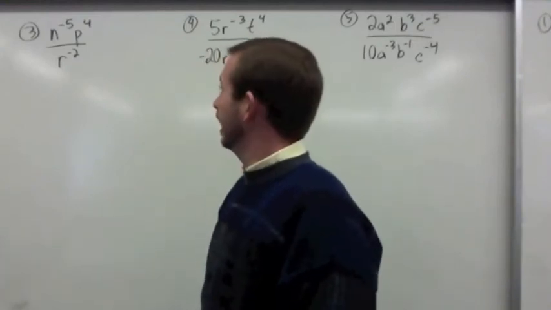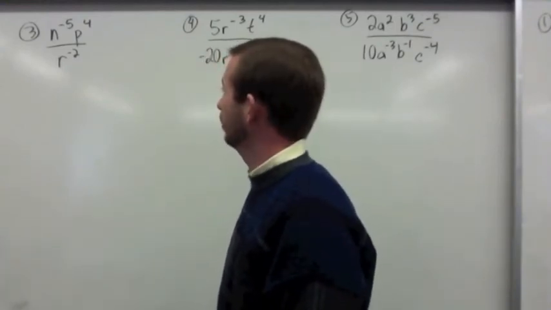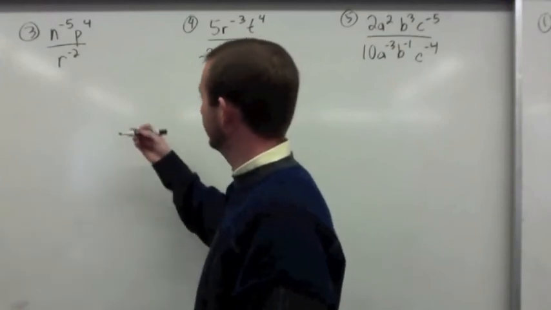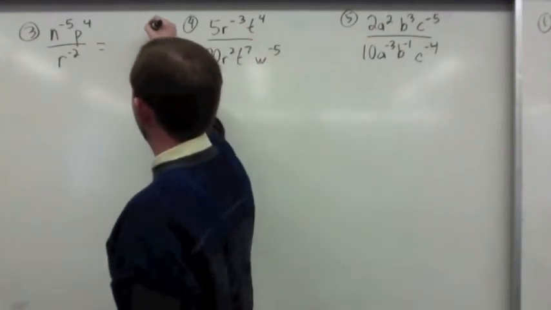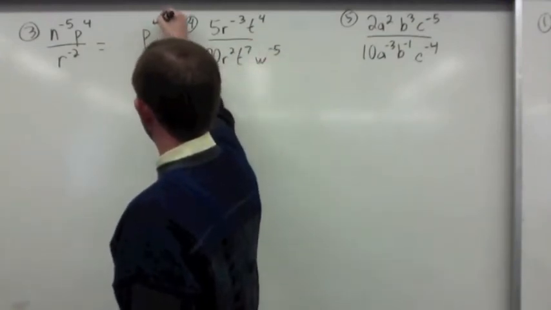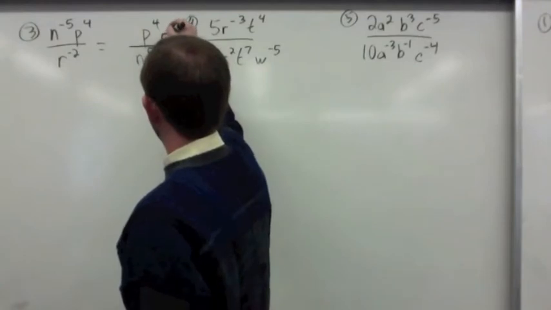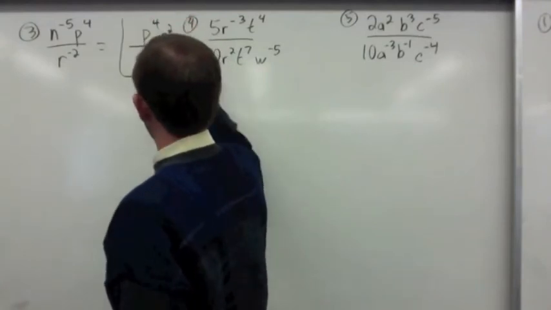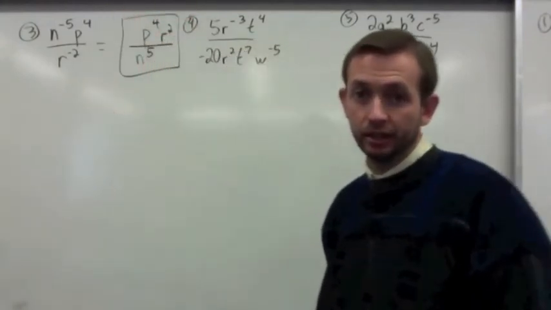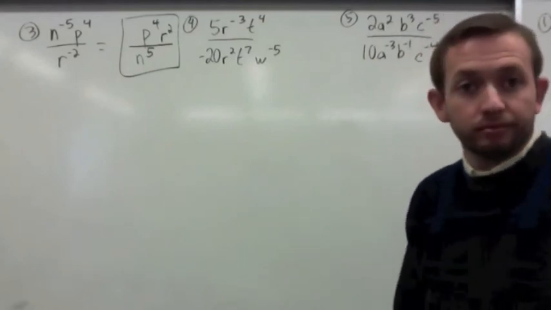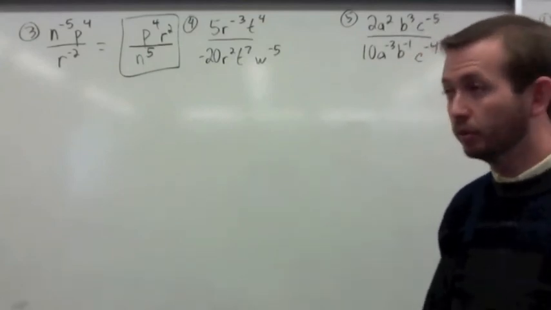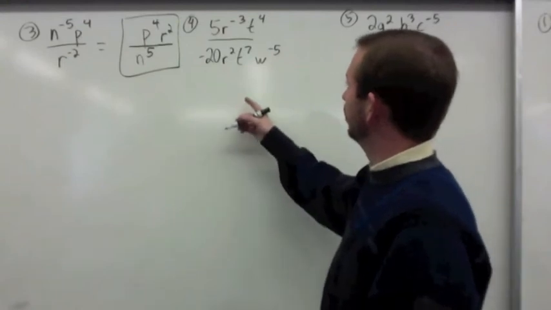Number 3. N to the negative 5, p to the 4th over r to the negative 2. Really simply, make everybody positive. Okay, p to the 4th stays. N to the negative 5 goes to the bottom. R squared becomes positive in the top. Even though that's awkwardly balanced on the line, that's good. That's exactly what I want. Everybody's a positive exponent. We're going for that for right now. Number 4.